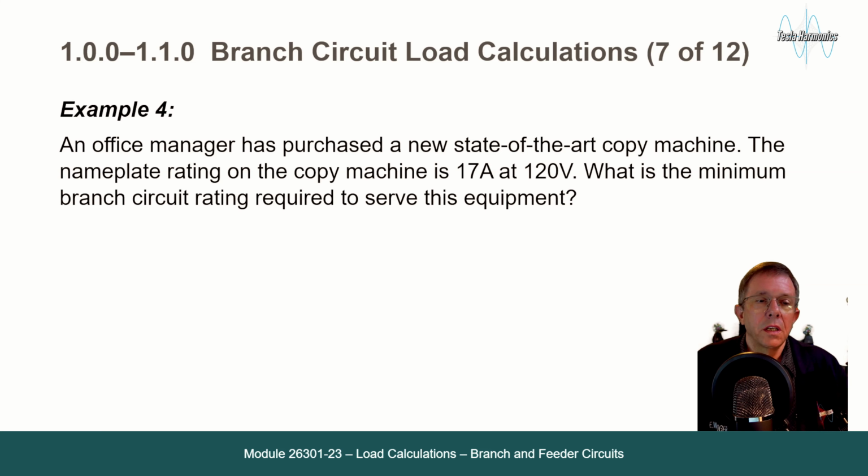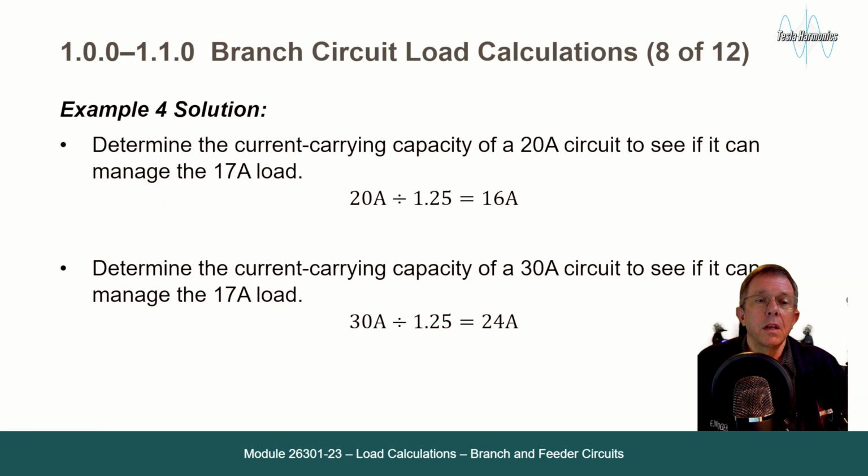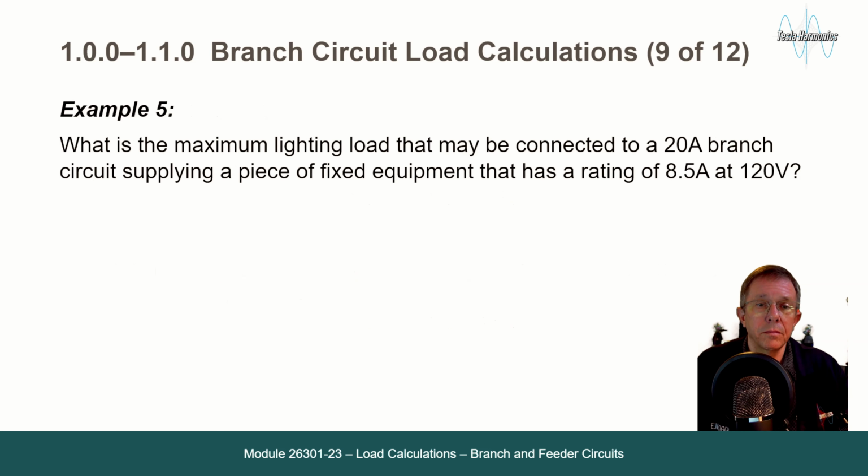Example 4. An office manager has purchased a new state-of-the-art copy machine. The nameplate rating of the copy machine is 17 amps at 120 volts. What is the minimum branch circuit rating required to serve this equipment? Determine the current carrying capacity of a 20 amp circuit to see if it can manage the 17 amp load. 20 amps divided by 1.25 equals 16 amps. Determine the current carrying capacity of a 30 amp circuit to see if it can manage the load. 30 amps divided by 1.25 equals 24 amps.